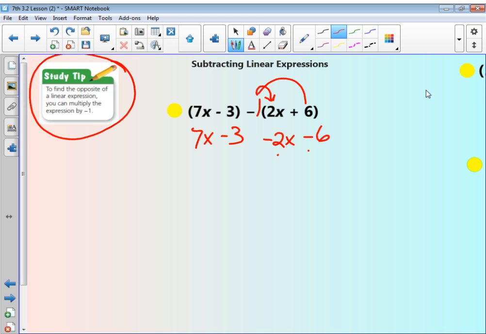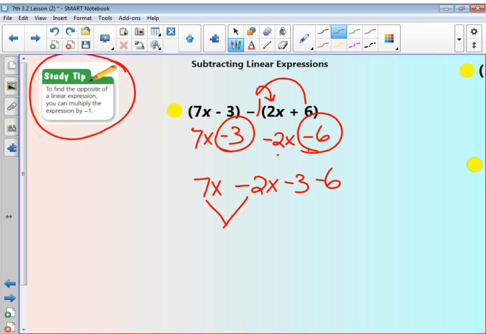Okay, so now I'm going to use commutative property, so 7x and a -2x, and then I have a -3 and a -6. Don't forget to take the symbol with the number. Okay, combine like terms. 7 minus 2 gives me 5x. I have a -3 and a -6, those are the same, so find the sum, 9. They were both negative. So we should get 5x minus 9. And that's all the further we can go.